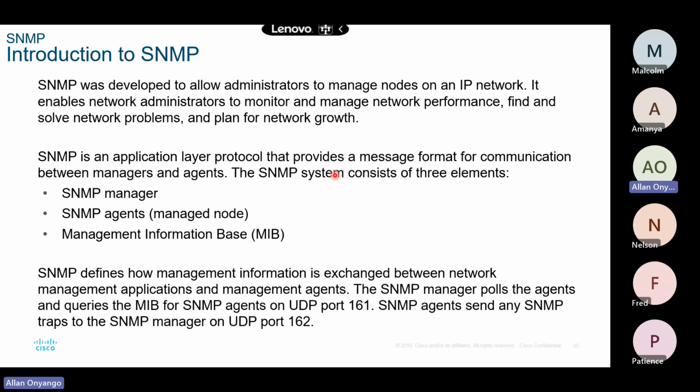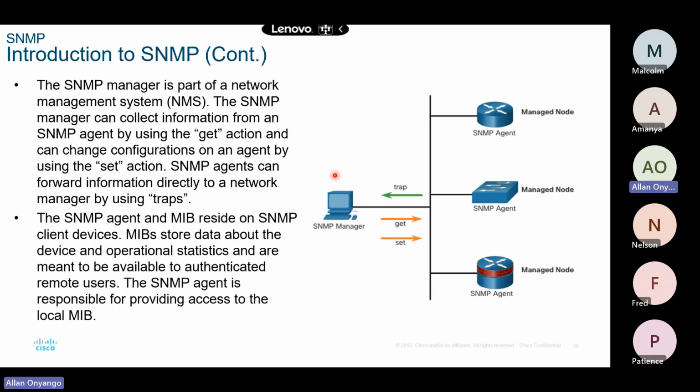So basically, SNMP defines how the management information is going to be exchanged between the manager and the agents. SNMP uses UDP port 161. It's important to know, and that is for the agents. Then for the manager, we'll use UDP port 162.